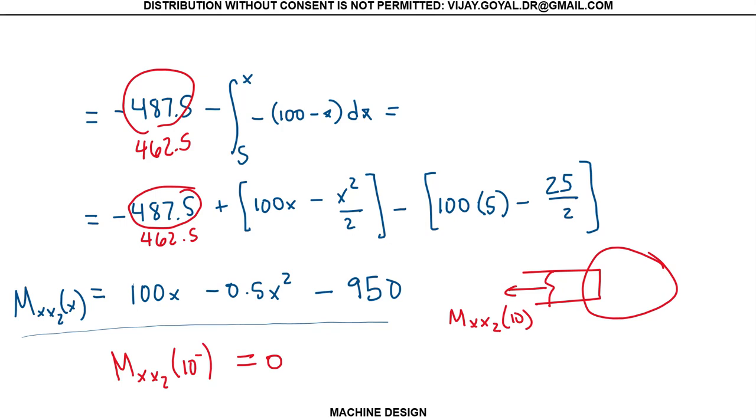So if you were to plot this, your plot will look something like this: it is completely negative, is 0, then jumps there, is almost linear, but it actually has some curvature to it and goes to 0. This is the plot for MXX for this problem that we just made up.